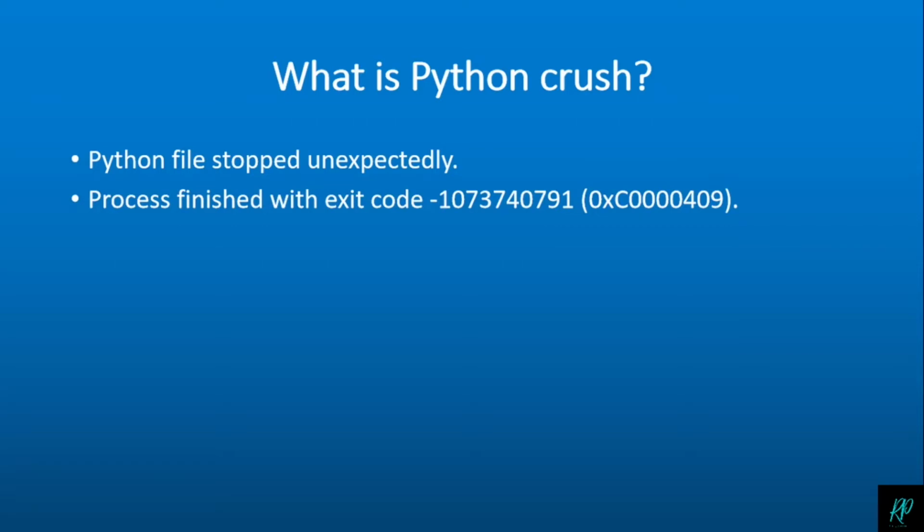And this code is "Process finished with exit code", something like an unexpected code, and another reason is an exception occurred. There are so many exceptions in a code, like input mismatch or something like that. And the next topic is why Python file crashes.